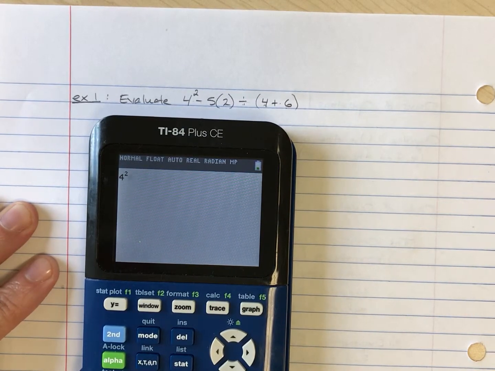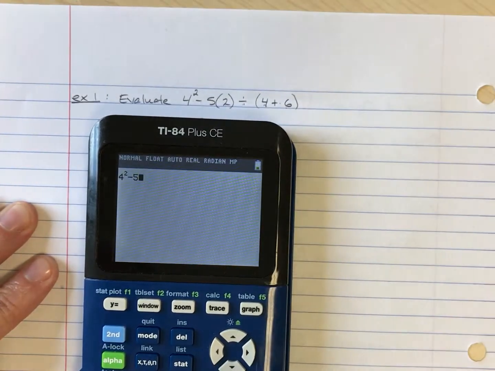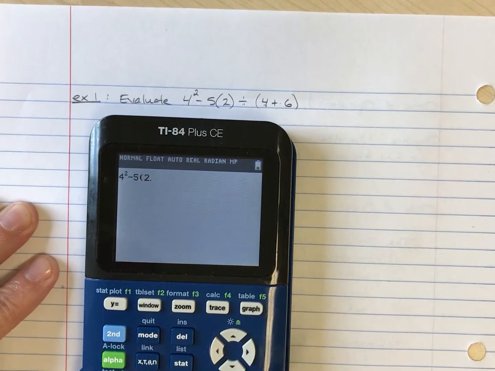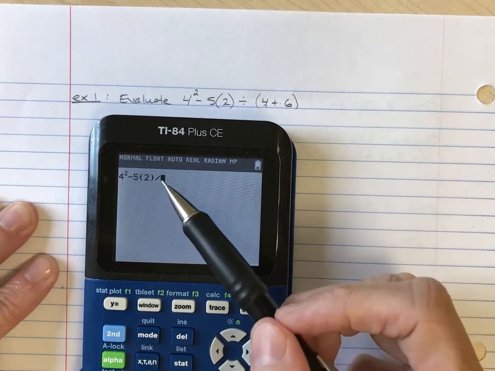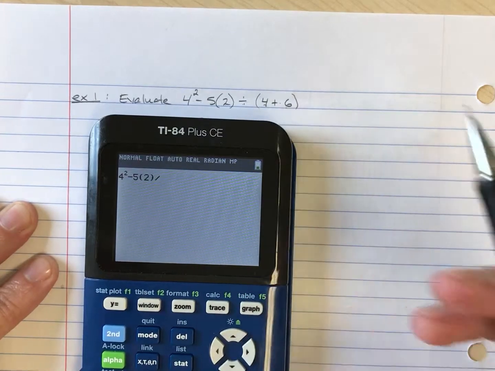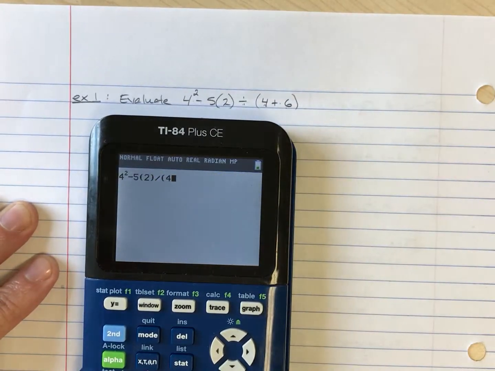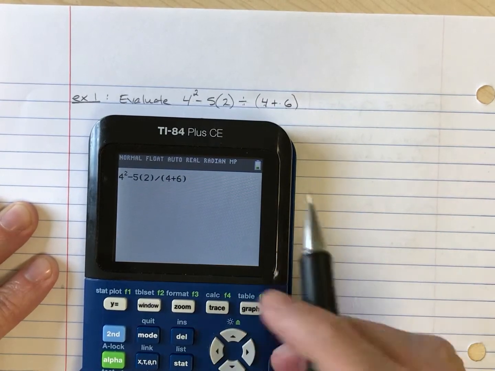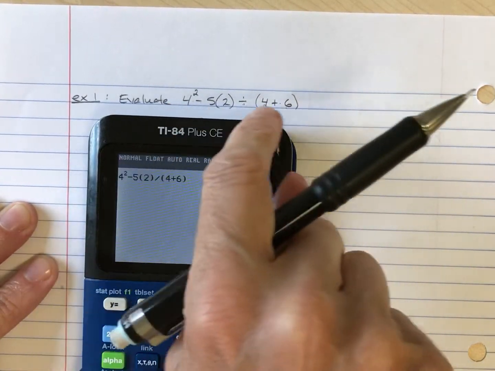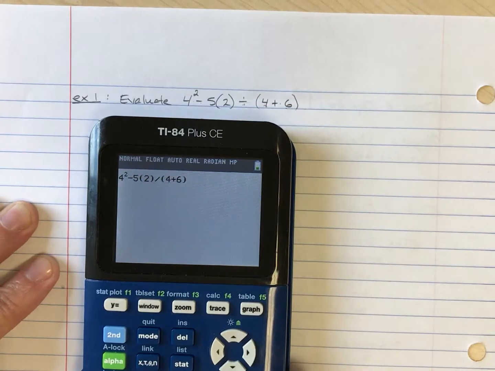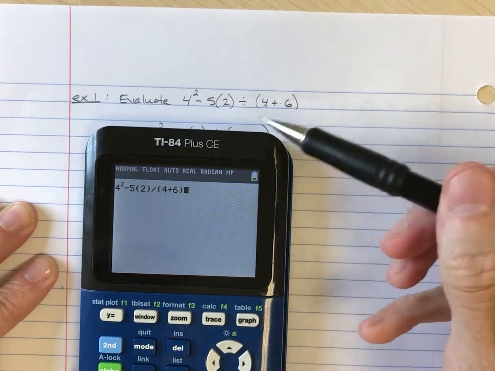Okay, so 4 squared. I'm just going to type it in exactly as it is because my calculator can do that for me. Minus 5, and then this has parentheses, so 5 times 2, divided by, and this uses a slash symbol instead, but that's a division symbol, and then I'll put in parentheses for 4 plus 6, close parenthesis. So I've copied down exactly what I see.